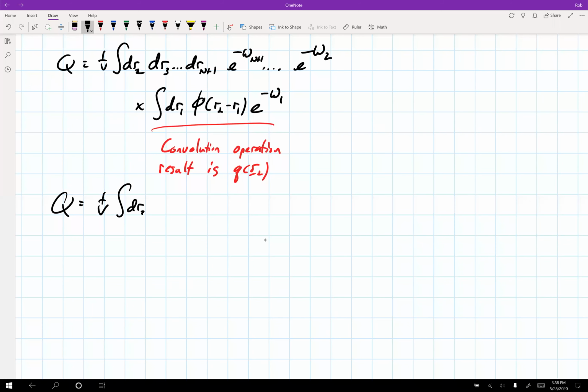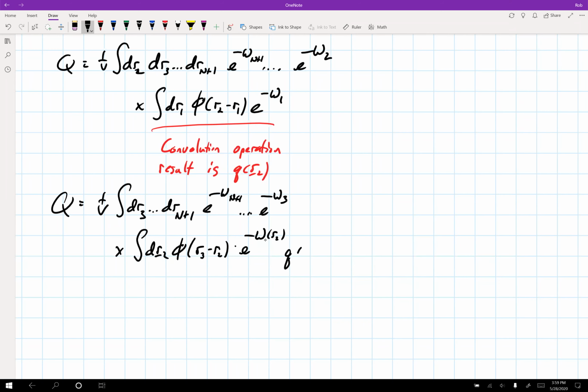Right, so now, I'm also going to pluck off all of the things that depend only on particle 2. And so we have e to the minus w n plus 1, bonding transition probability, and so on, all the way down to w3. And now this one is going to be times the integral dr2, right? So we have everything that depends on r2. We have the bond transition probability between r3 minus r2. Then we have e to the minus w of r2 and q of r2.